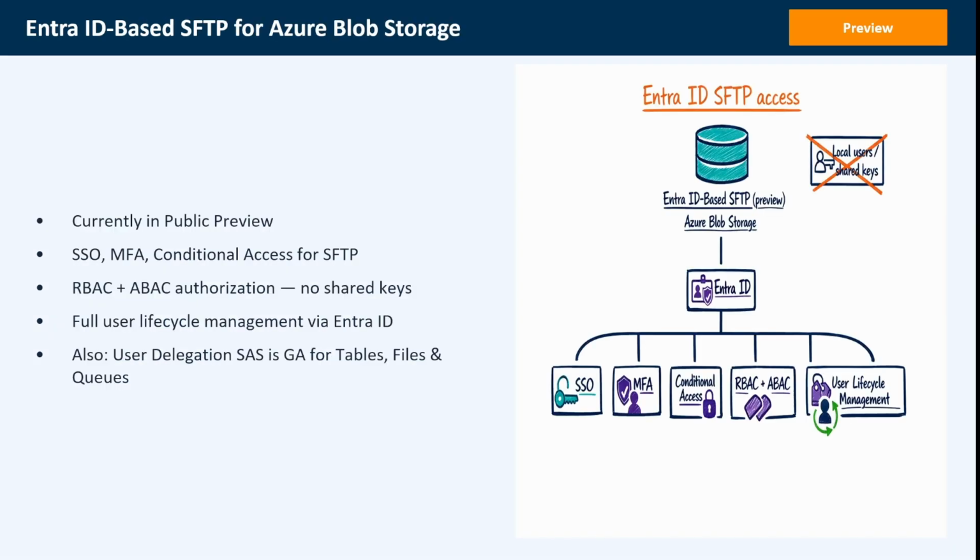For storage access, Entra ID based SFTP for Azure Blob Storage is in preview. This is big because it means SSO, MFA, conditional access, role-based access control, and user lifecycle management, so I don't have to manage local users or share keys just to do SFTP. User delegation SAS is GA for Azure Tables, Files, and Queues, so I can use Entra ID backed shared access signatures there as well. So a lot of interesting things around blob storage.